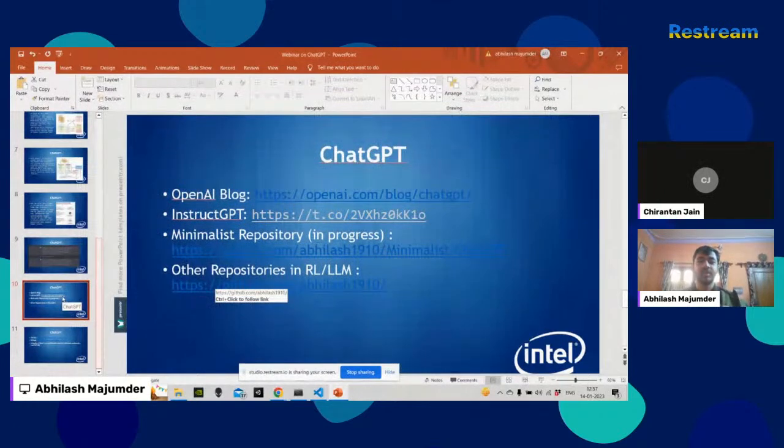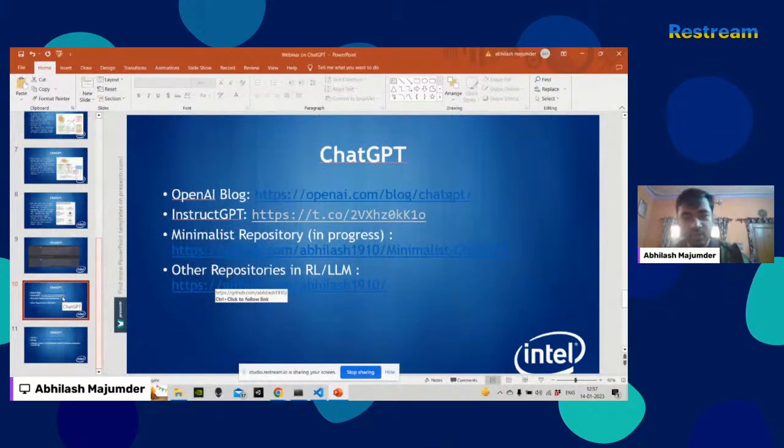So if it is visible, then these are certain blogs which you can look into. This is the InstructGPT paper, which is actually the main point, the first point of ChatGPT. This is the paper which you can look into. This paper was on Twitter somewhere, and I picked up the link. That is why you see this t.co. It will point to your arXiv link.